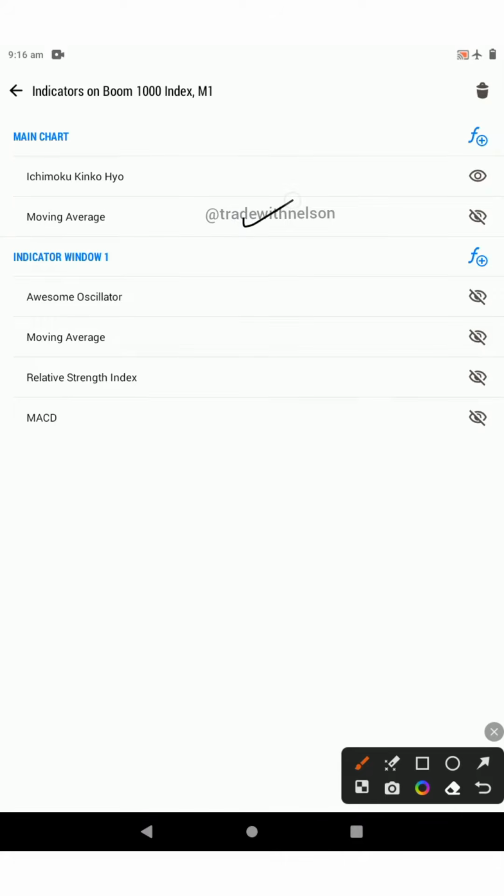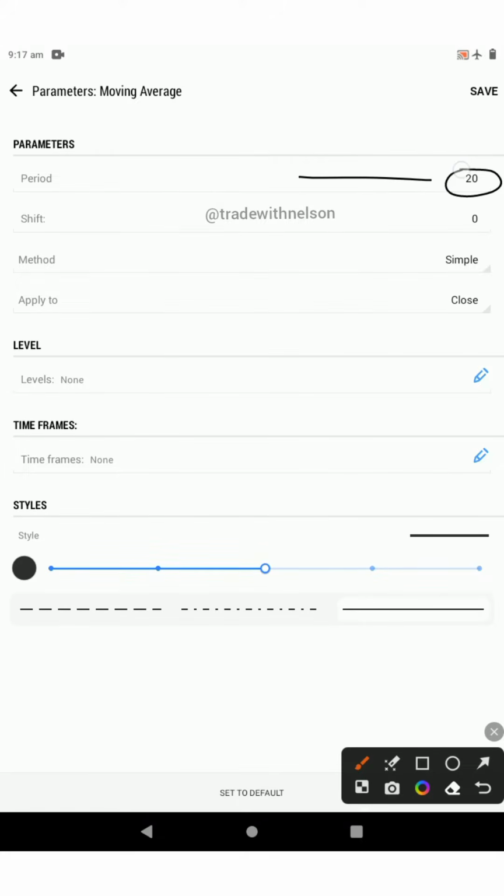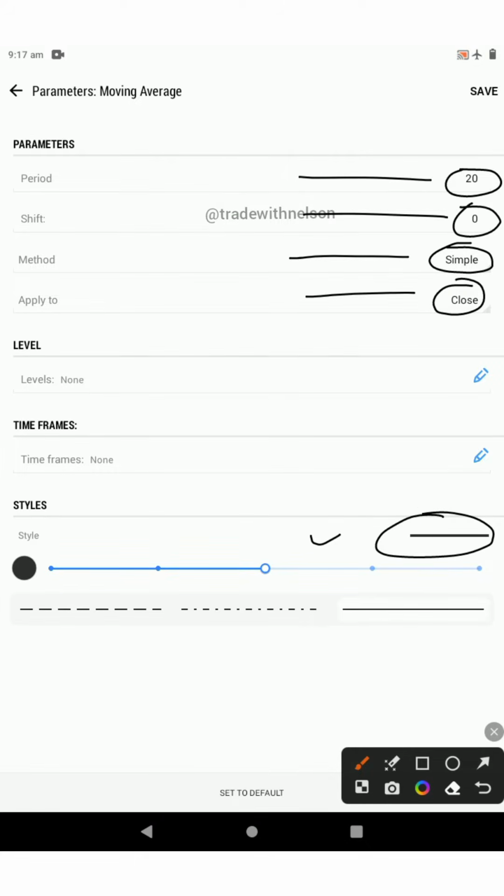The next indicator is the moving average. Click on the F icon on the main chart, moving average. Make the period 20, shift 0, method simple, apply to close. For the styles, make it a color of your choice and make it 3 pixels. After that, click on save.